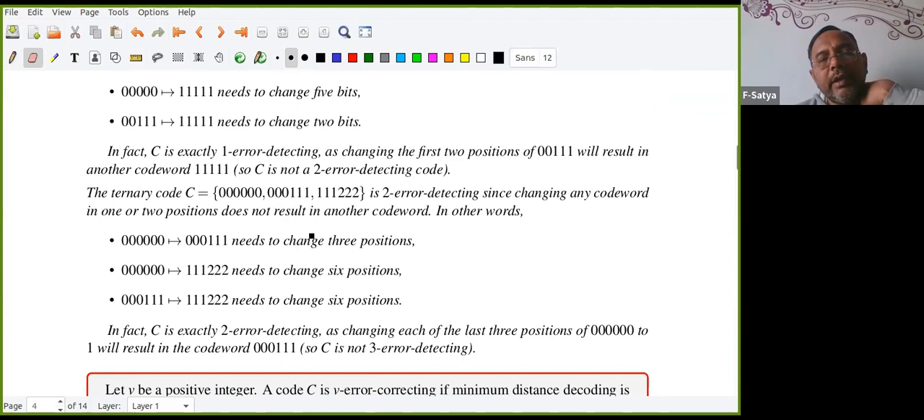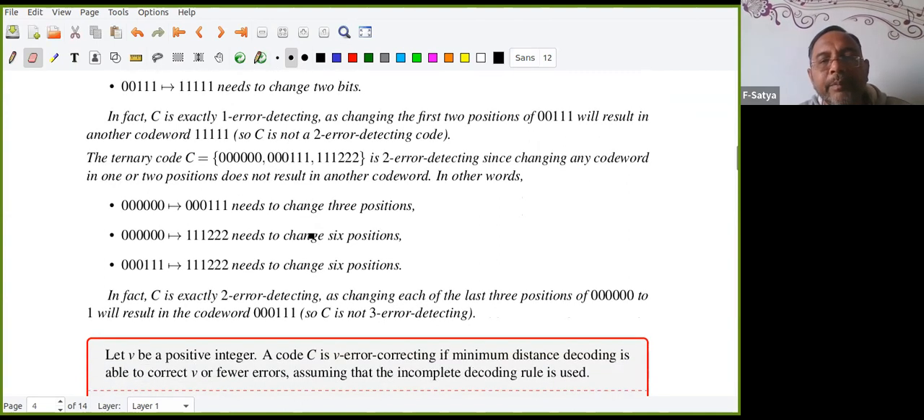Okay, in fact, C is exactly one error correcting. Changing the first two positions of this, I wrote that part also. Now here it is told two error detecting. Why? Can you see and tell me now? One of you, fast.